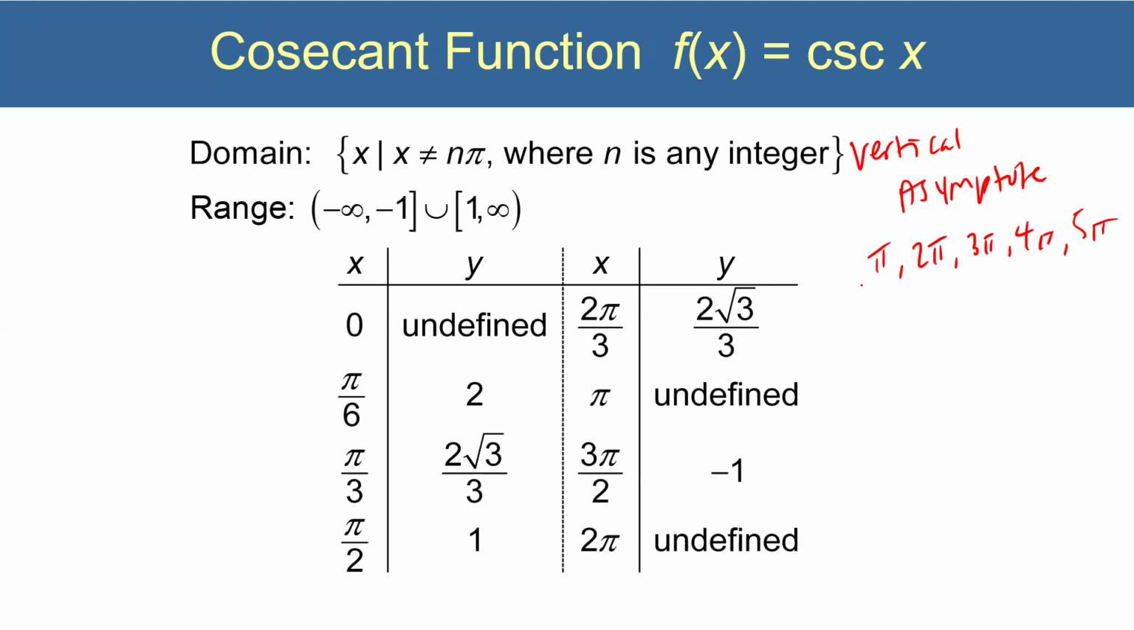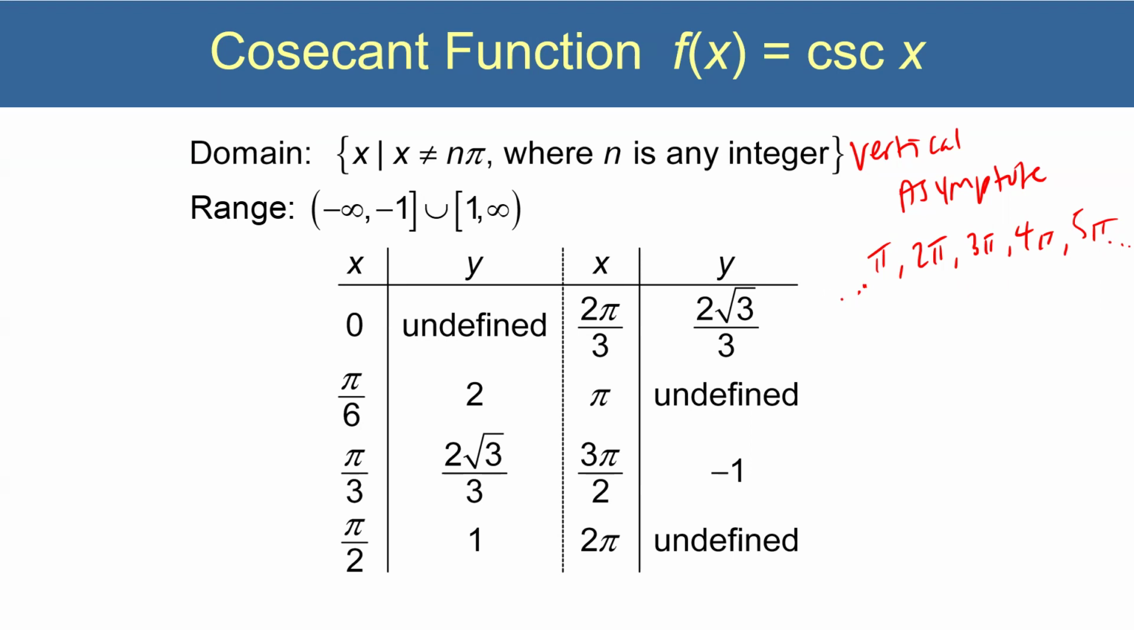And it keeps going. No, just your whole pies. It happens only at your whole pies. Okay, so secant, the asymptotes are at your half a pies, right? For cosecant, it's going to be at your whole pies.